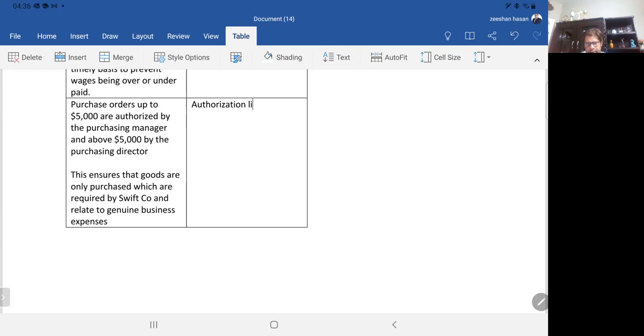Authorization limits: agree this to the appropriate signature on the approved signatories list. Five done. Now the sixth one.